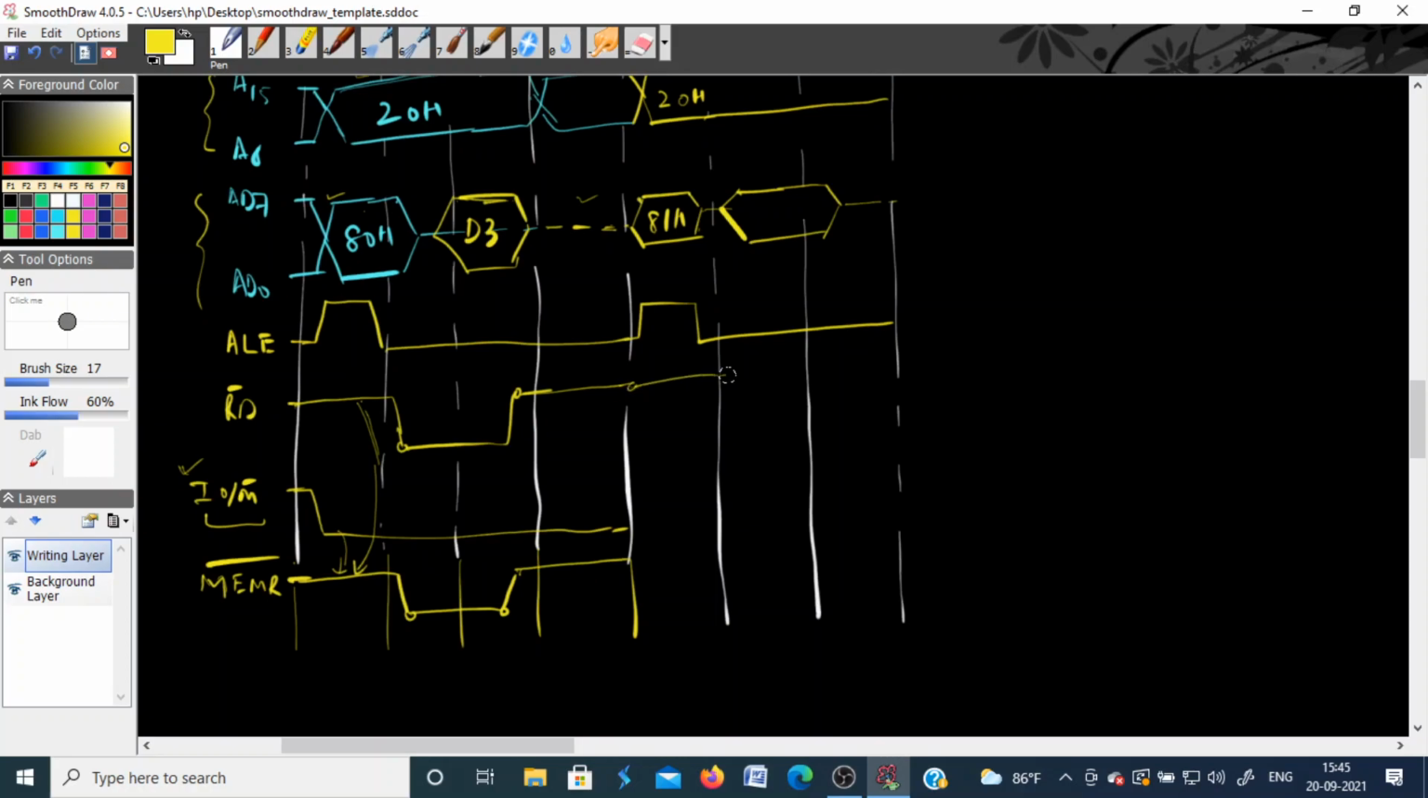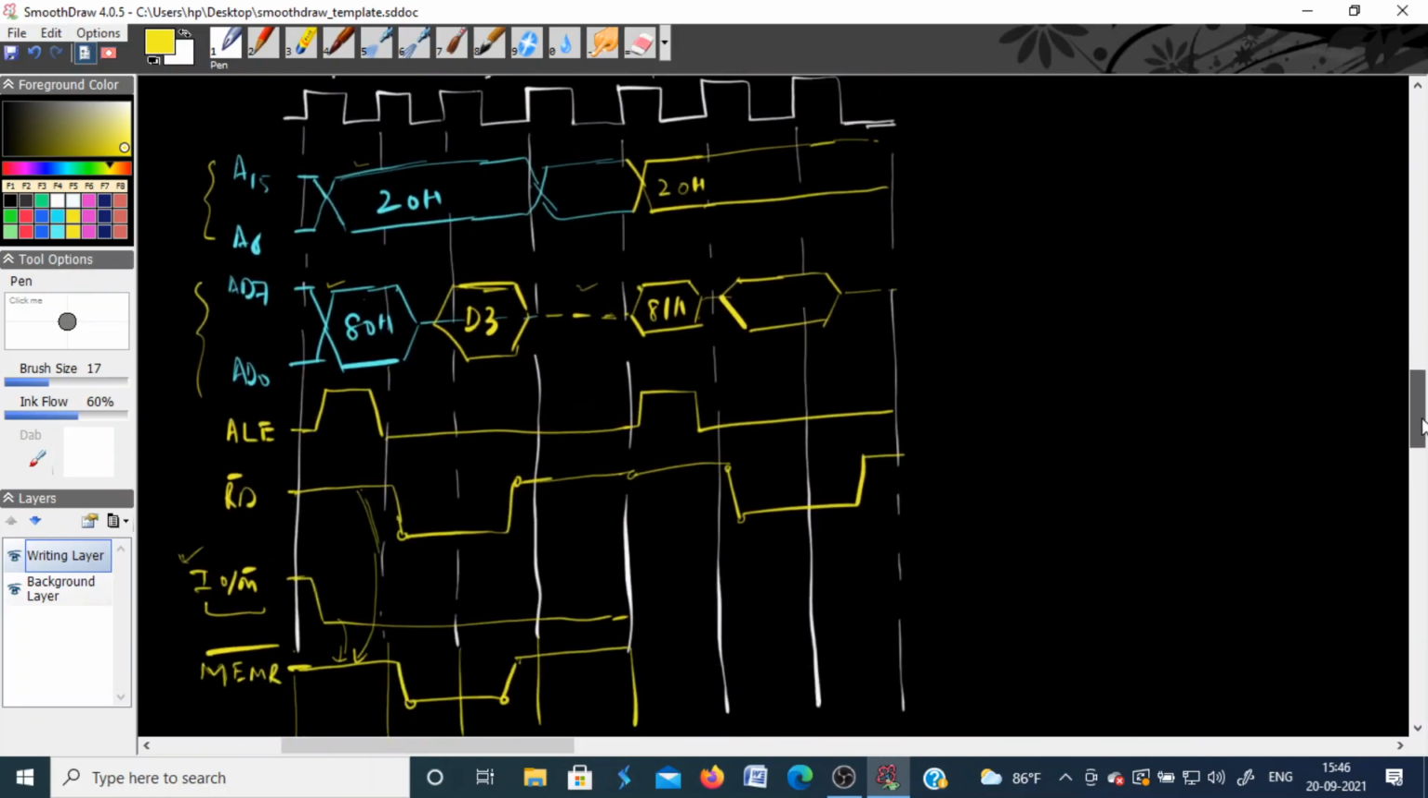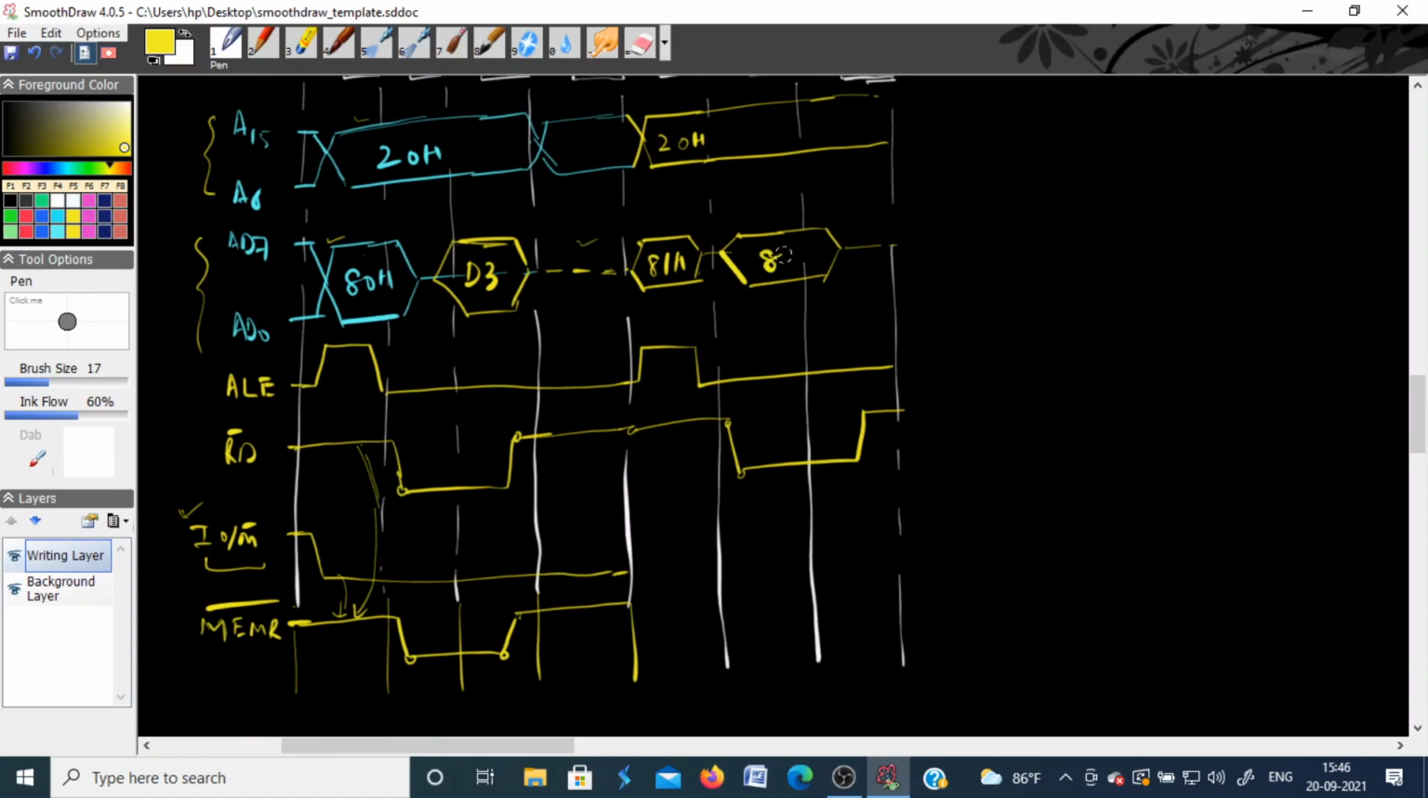Then in the second clock period, T2 of the machine cycle, the read signal is activated. So when the read signal gets activated, the data from the memory location which is selected, that is 2081H, and its data is 80, which is the port address, comes on this data bus and is taken inside the processor.